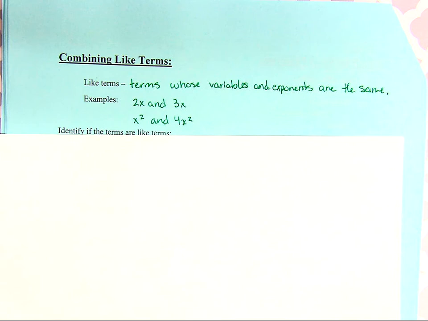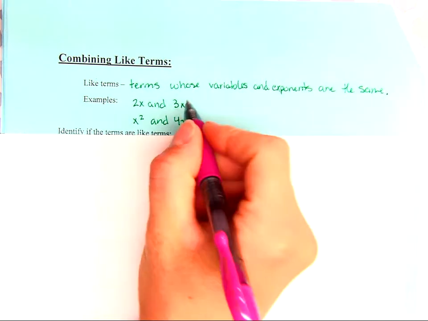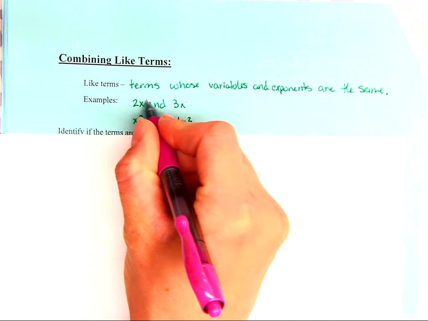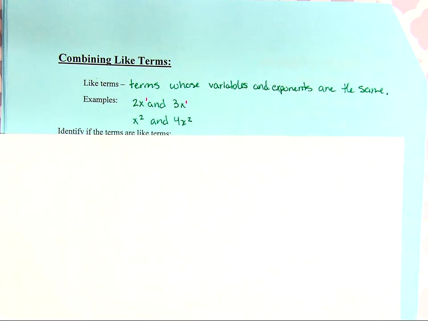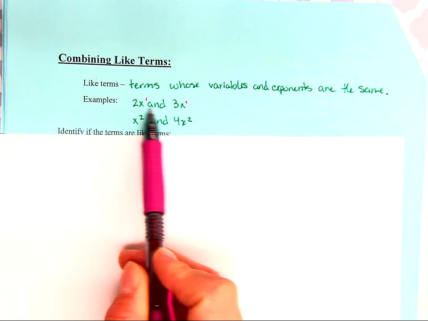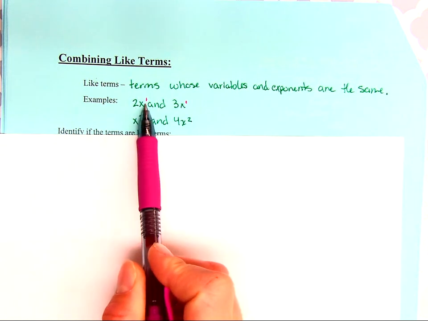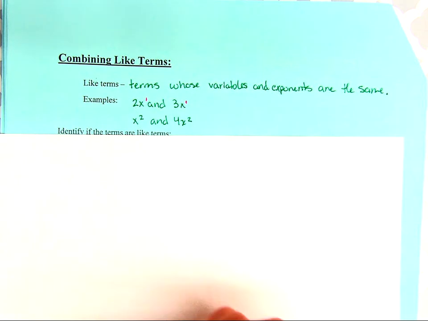So examples, 2x and 3x, right? They both have the same variable and their exponent is the same. It has an exponent of 1. Again, we just normally don't write that exponent in there. Okay, the coefficients do not have to be the same, right? This 2 and 3 are not the same number. But our variables are the same and their exponents are the same, which makes these like terms.